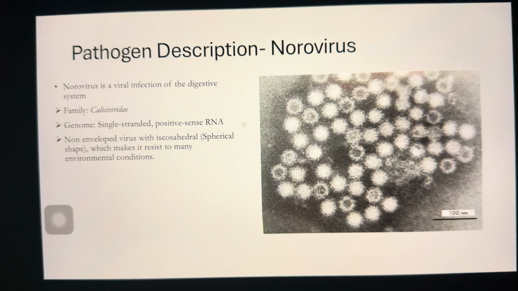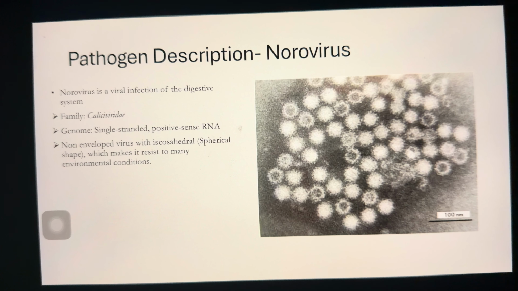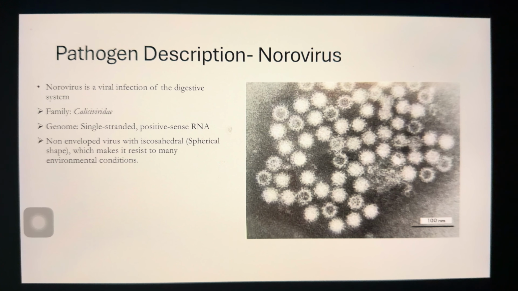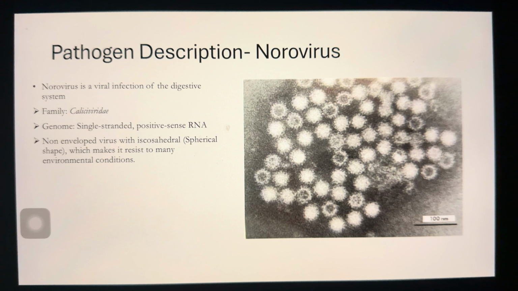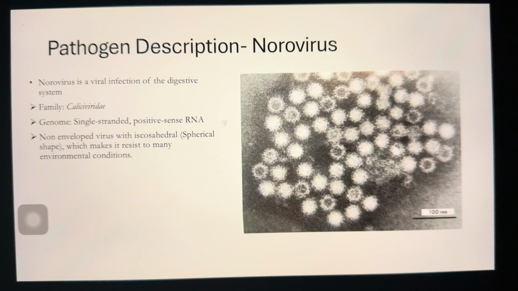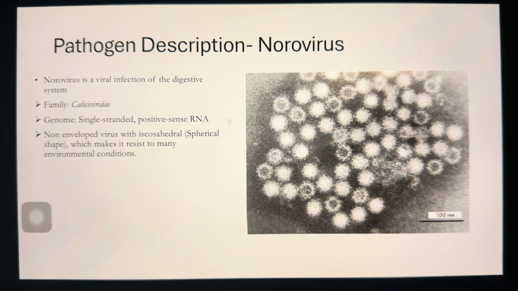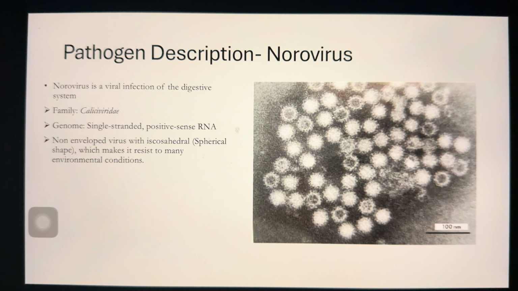Pathogen description of norovirus. Norovirus is a viral infection of the digestive system. The family name of norovirus is Caliciviridae. The genome of norovirus is single-stranded, positive-sense RNA. They are non-enveloped viruses with an icosahedral shape, which makes them resistant to many environmental conditions.